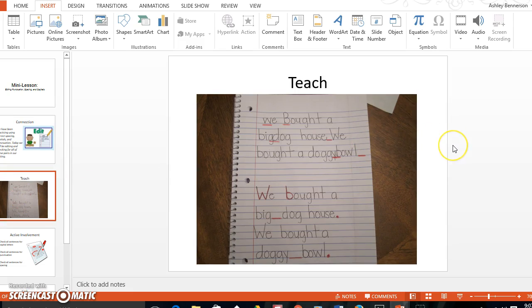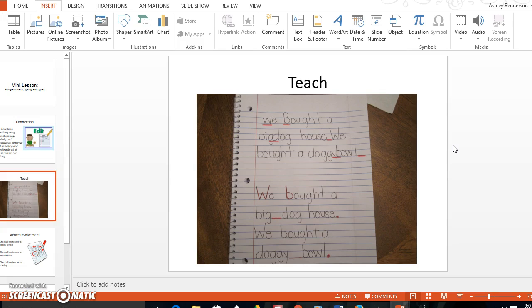So here's an example that I created. At the top of the notebook, there is a sentence. And in this sentence, there are some things that are wrong. The things that are wrong are underlined in red. So I'm going to read the sentence as is, including all of the mistakes. We bought a big dog house. We bought a doggy bowl.